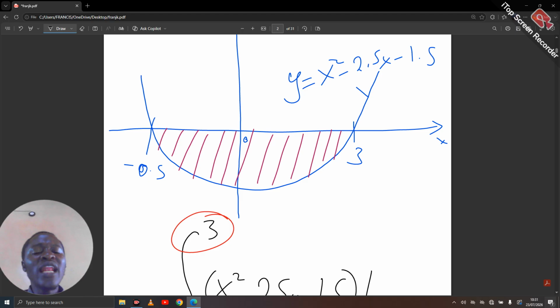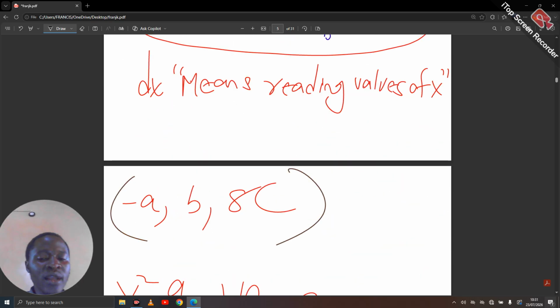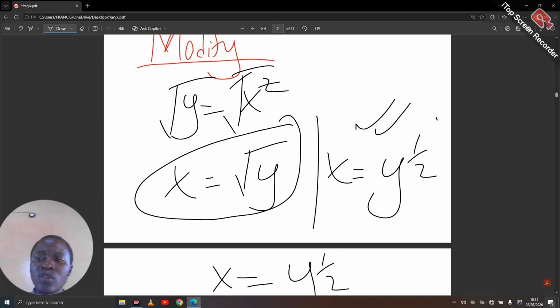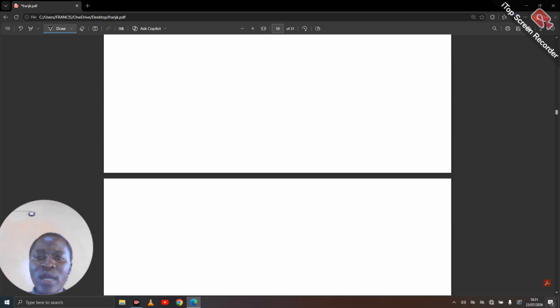Remember when I integrated this curve, I was obtaining the whole area of the shaded part in red. Okay? That one has something to do with what I want to tell you in example 4.